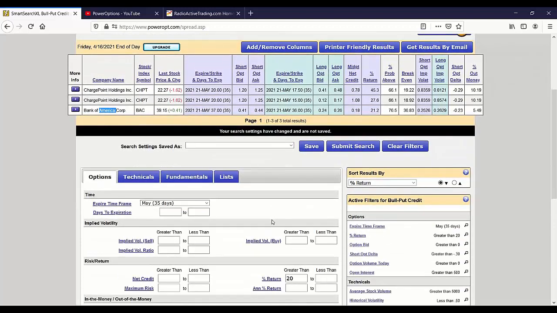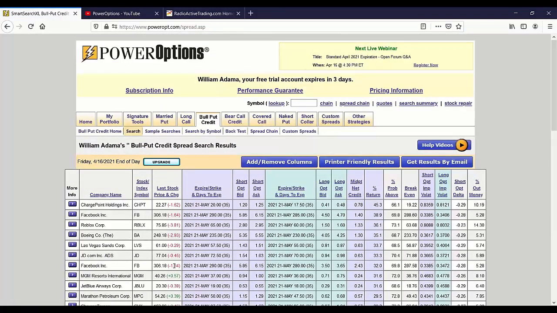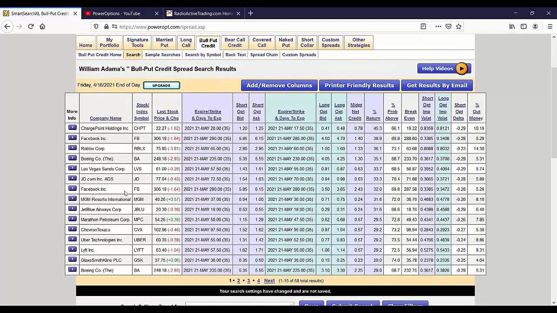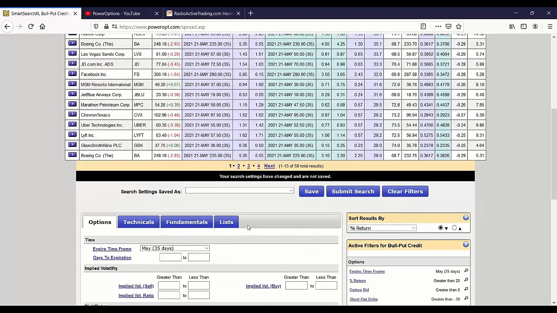But again, what is one of the big things that's hindering this right now? That's the earnings date. Take that out. And we're going to have a reasonable number of screens now with popular names that you'd be familiar with that you were kind of looking for, Don. Facebook, Roblox, the new one, yes. Boeing, Las Vegas Sands, JD.com, MGM Resorts, JetBlue Airways, Marathon Petroleum, Chevron Texaco, GlaxoSmithKline. Okay, so those are probably all the names you were expecting to see.